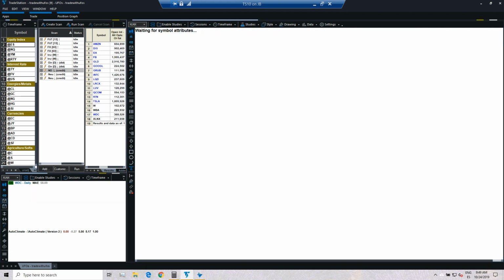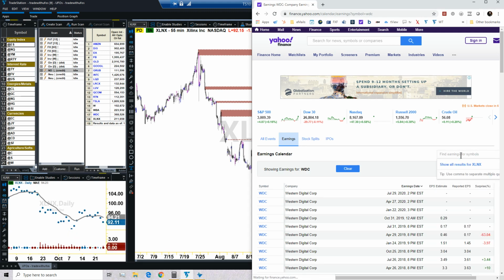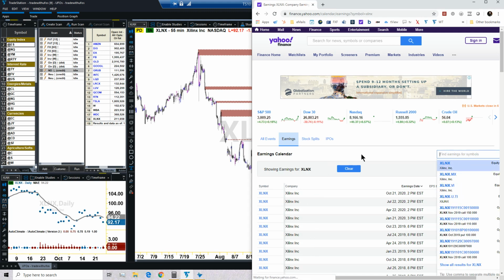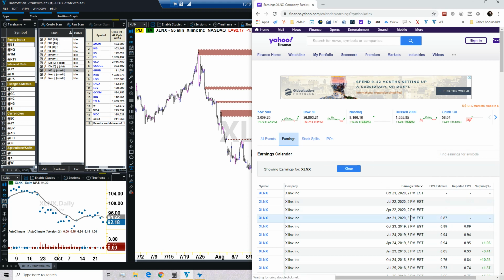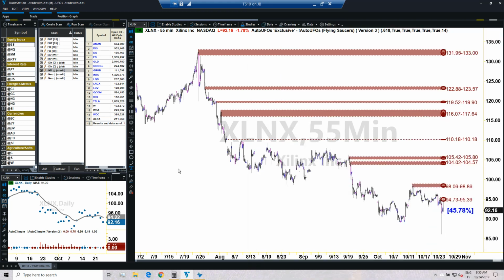XLNX. So let's load XLNX, and we're gonna look at earnings as well. The earnings took place on the 23, so that was yesterday, which means that I am not trusting the current value for the options here because of the end of the day update. Okay, what else do we have?